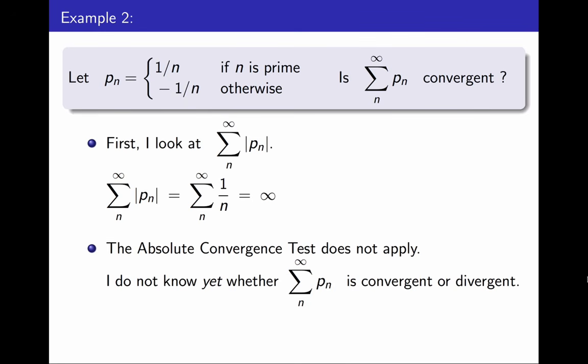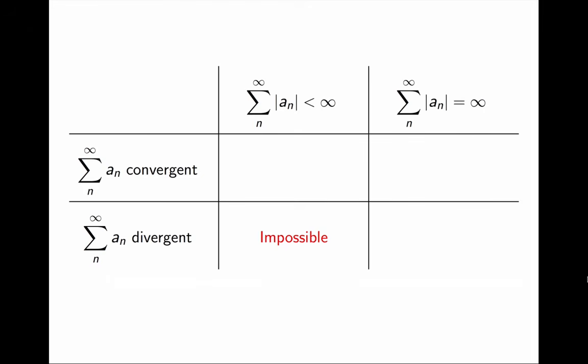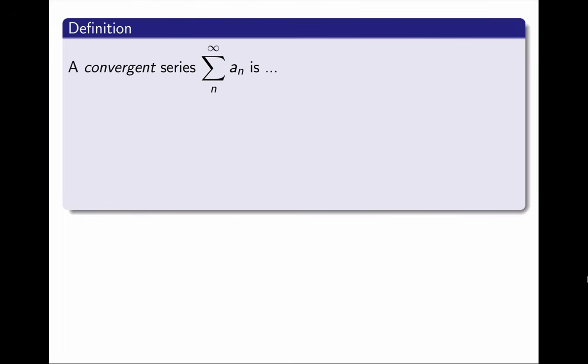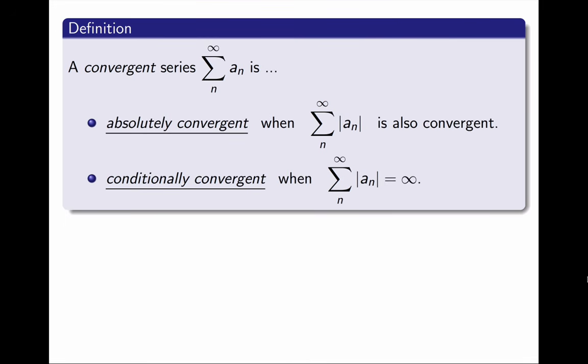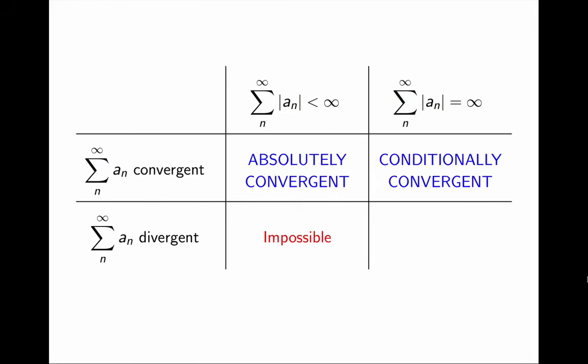For the rest of this video, I want to introduce 2 new related concepts. Let's revisit our little table. There are 2 different cells in this table that correspond to convergent series. These 2. Let's give them names. This is just a definition. A convergent series is called absolutely convergent when, in addition, the same series with absolute values is also convergent, and is called conditionally convergent when the same series with absolute values is divergent. These are just names for these two cases. Here are the names back in our table. There is one fourth case, but we do not need a new name for it. We simply call that case divergent.